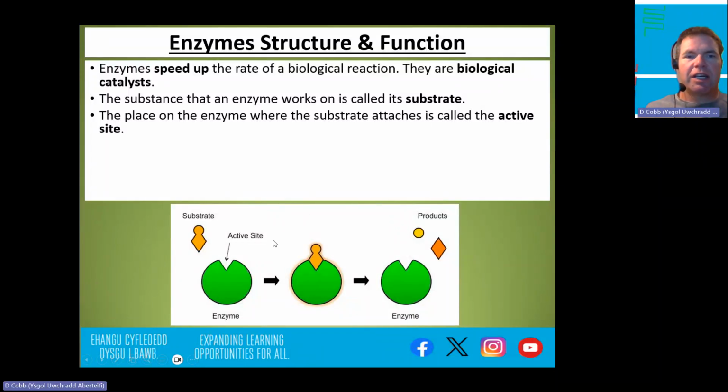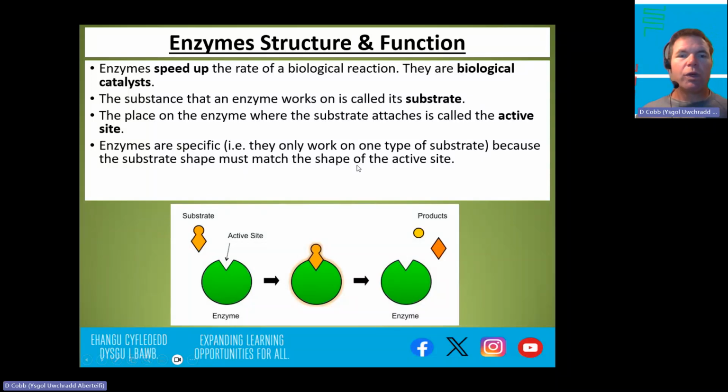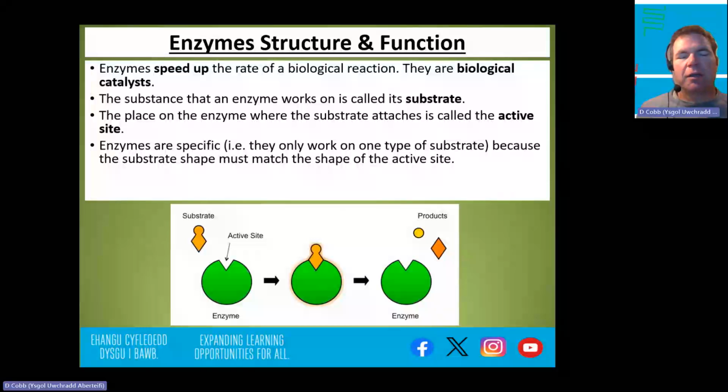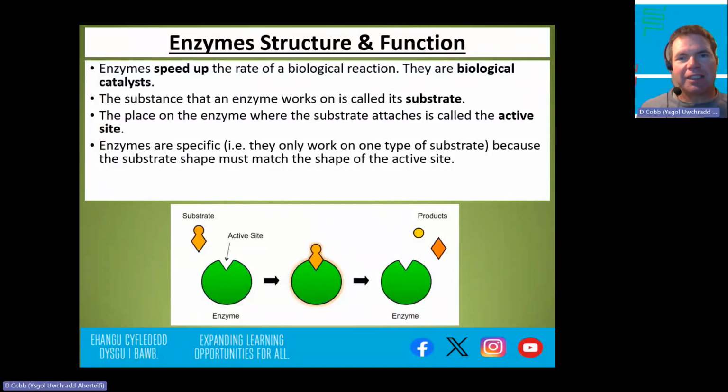So you can see in this first diagram here the substrate and the active site, and you can see how those things match. We say those shapes match. We say the enzymes are specific because the shape of the substrate is a perfect match for the shape of the enzyme. If you change the enzyme and had a different shape, it would no longer fit, and so that different shaped enzyme would not work. So we say enzymes are specific to the substrate upon which they work because the shapes need to match.